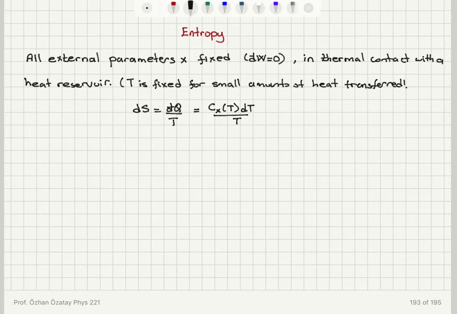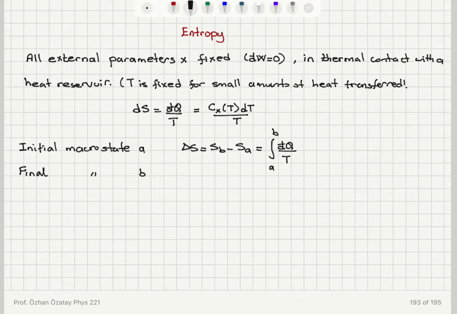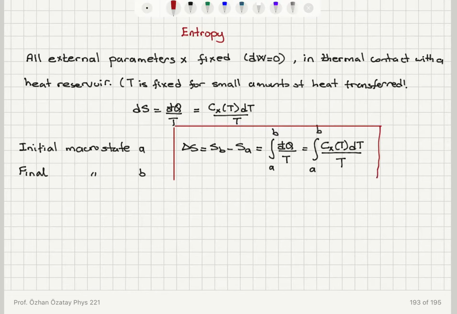If the system is going to evolve from macro state A to macro state B, so if we have initial macro state A and we have final macro state B for the system, then the entropy difference between these two states will be SB minus SA, the integral from A to B d bar q divided by temperature, which is the integral from A to B of the heat capacity with all external parameters fixed as a function of temperature, dT over T. So this is the general form of the entropy change of this system that is in contact with a heat reservoir or thermal reservoir.